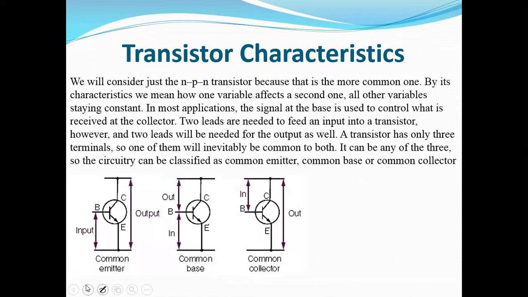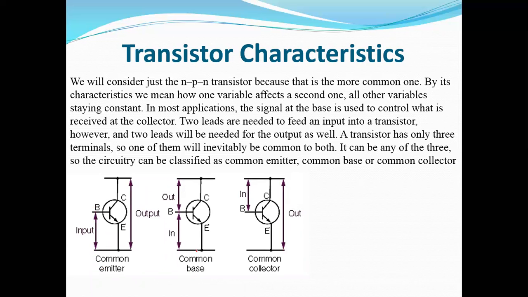In most applications, the signal at the base is used to control what is received by the collector, okay? So here, for example, normally a transistor has 3 terminals, but we need 4 terminals. Why? Because there should be 2 in the input part and 2 in the output part, okay? So this brings us to use one of the terminals as a common one. For example, if we use the emitter as common for the output and input, then we are going to have this shape. There is going to be an arrow from emitter to collector. That is going to be the output part, and our input part is going to be from base to emitter.